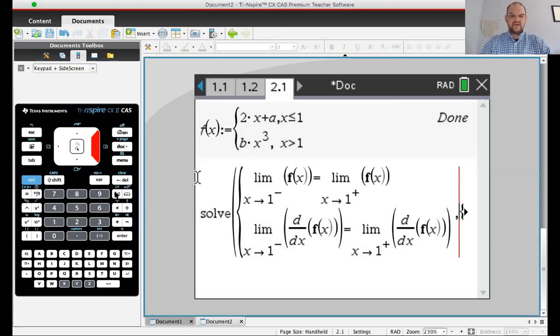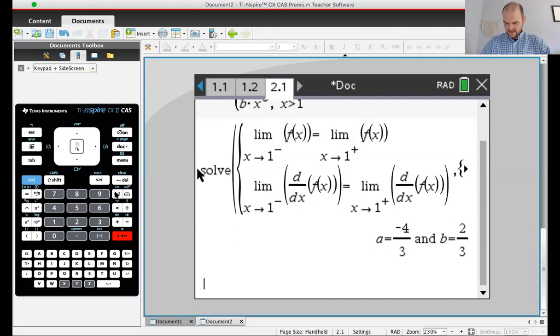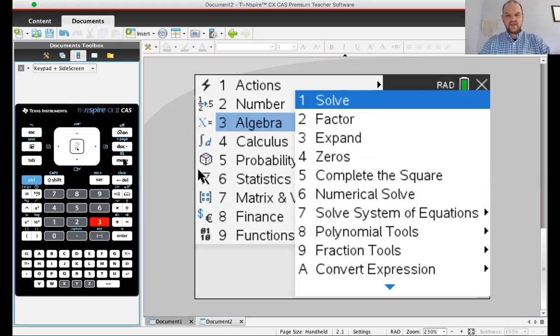So I need the limits of the derivatives to be equal. I want to solve for A and B. So A is -4/3, B is 2/3. Yes.